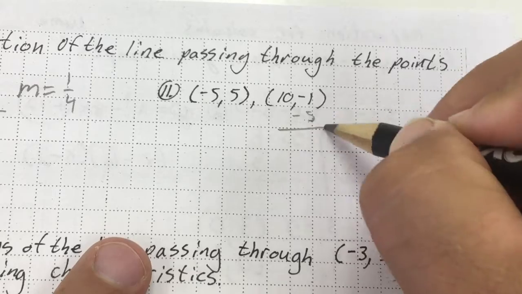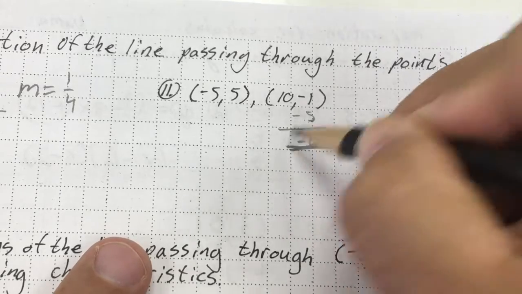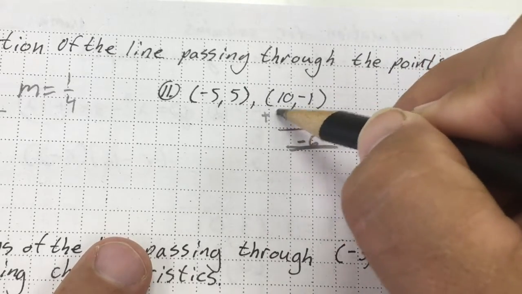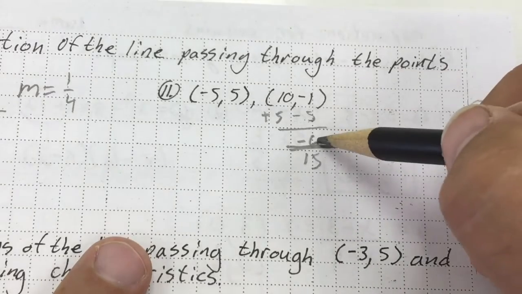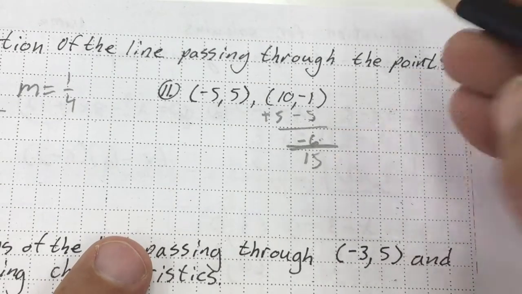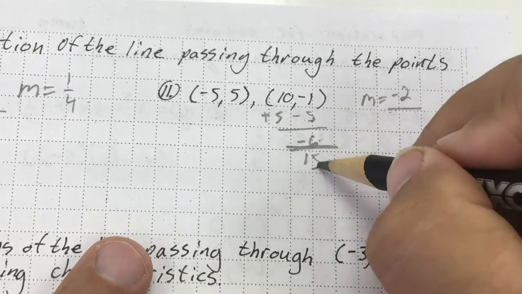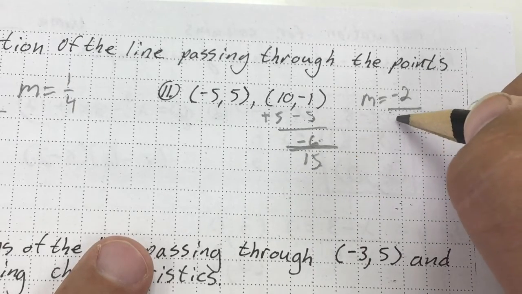Negative 1 minus 5 is negative 6 over 10 minus negative 5, that's 15. So that's going to give me a slope of, when I simplify that, 3 goes into that negative 2 times. 3 goes into that 5 times.